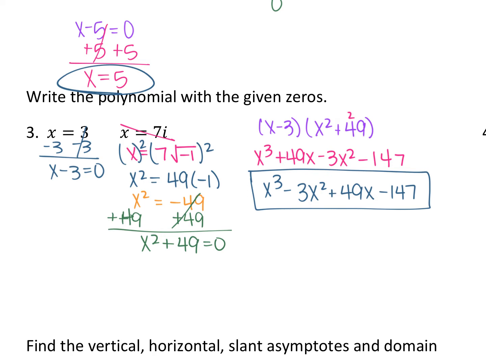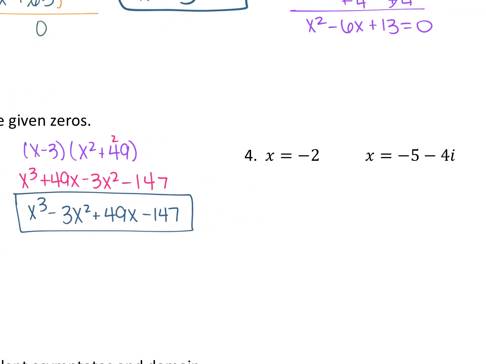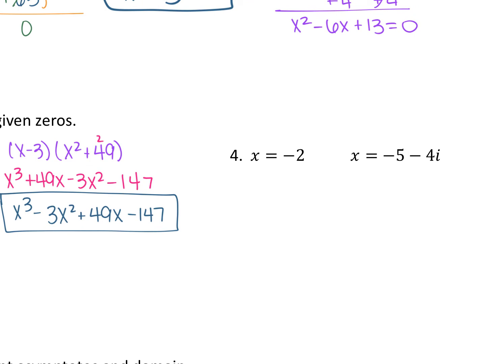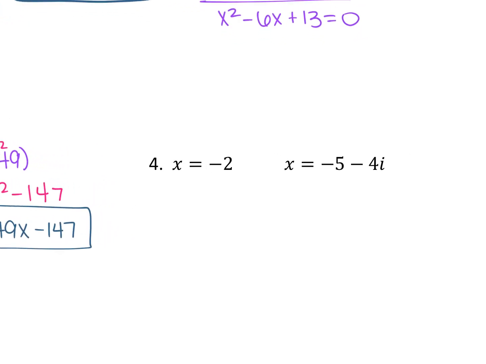For number 4, we are given that x is equal to negative 2 and x is equal to negative 5 minus 4i. Since we worked with the square root of negative 1 in number 3, I'm going to work with the i on this one. Okay, so the x is equal to negative 2. Easy. Move the 2 over, add it to both sides. You get x plus 2 is equal to 0.